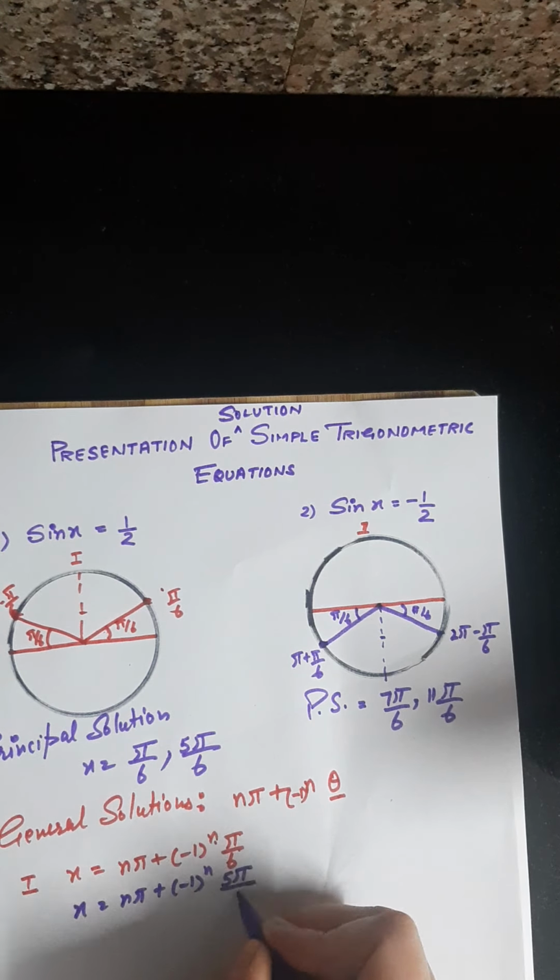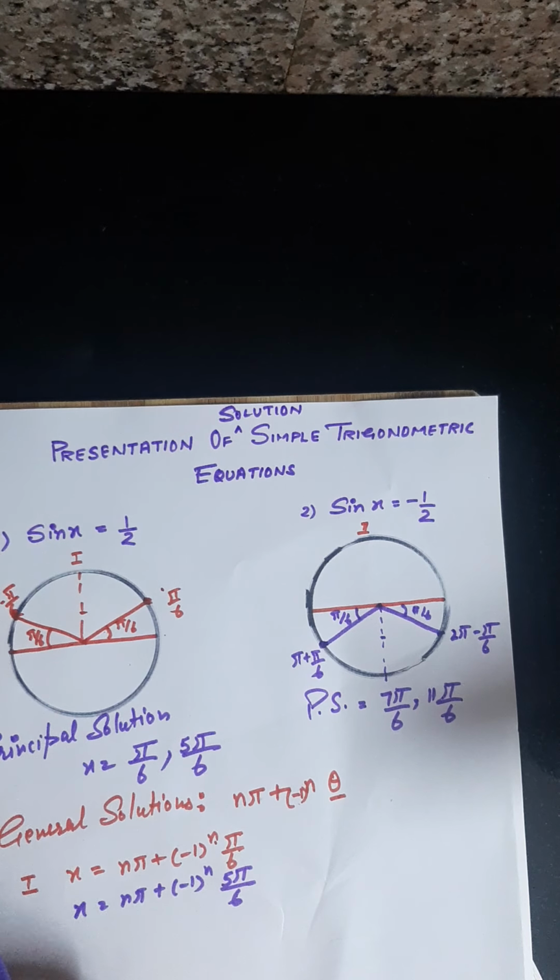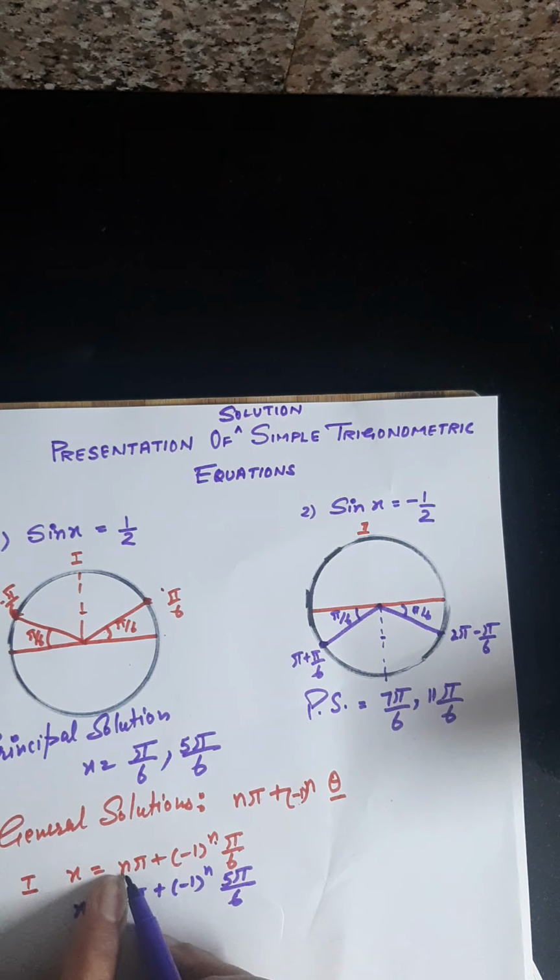When n is 1, this will reduce to pi minus pi by 6. So this is pi minus pi by 6. When n is 2, it takes us to 2 pi plus pi by 6. So again this position after one rotation. Okay, so this is working.